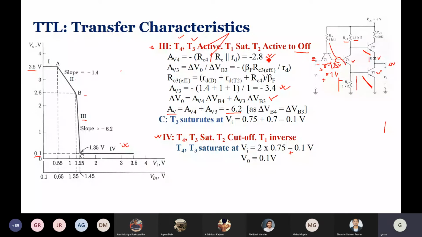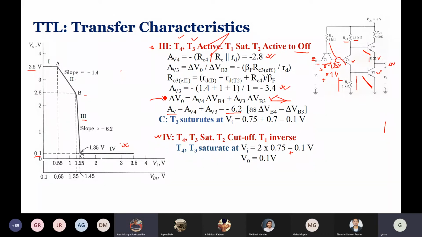This is because whatever gain is happening here, the same thing again is happening, so this is the cumulative gain. I believe you have studied it before, isn't it? This kind of thing.